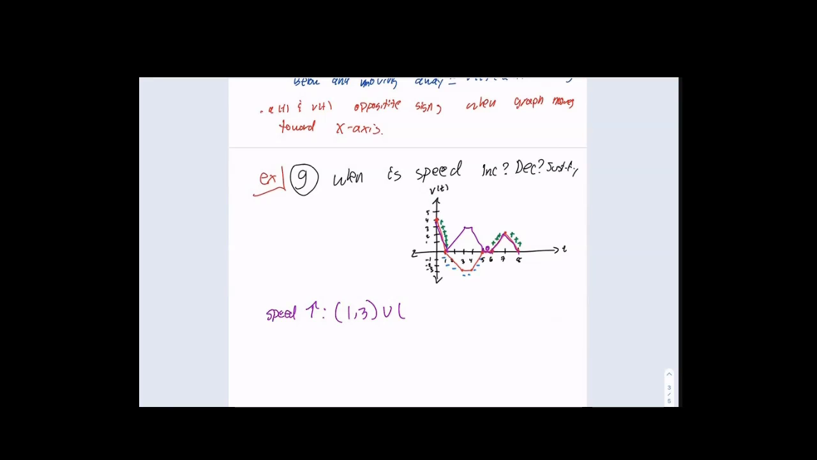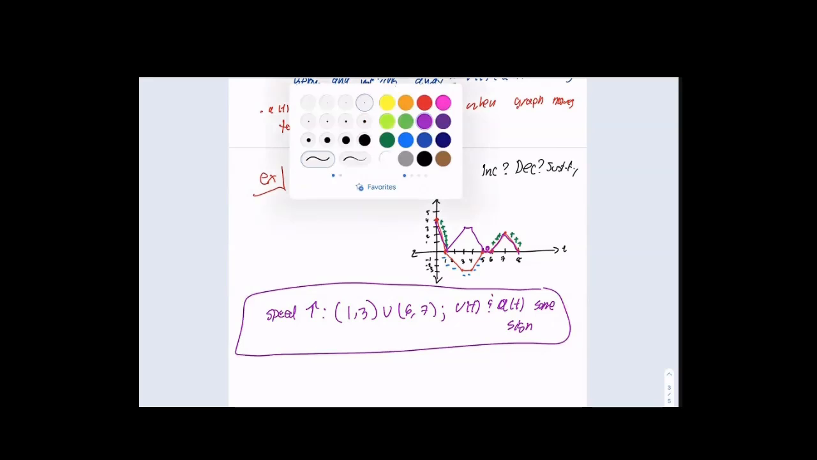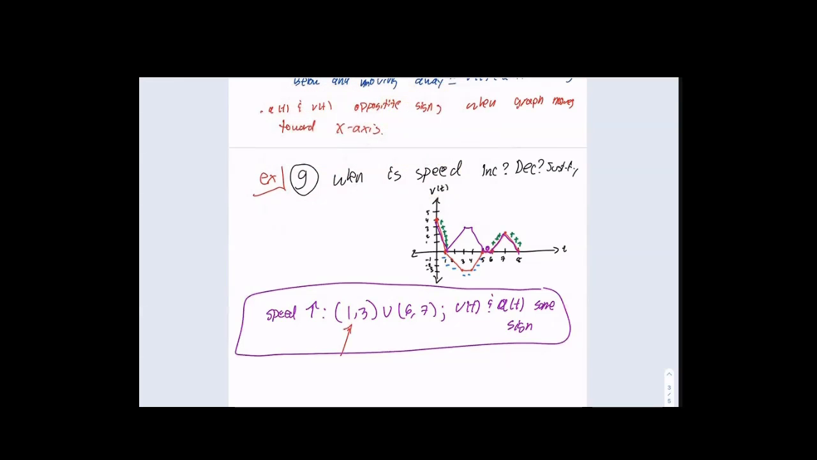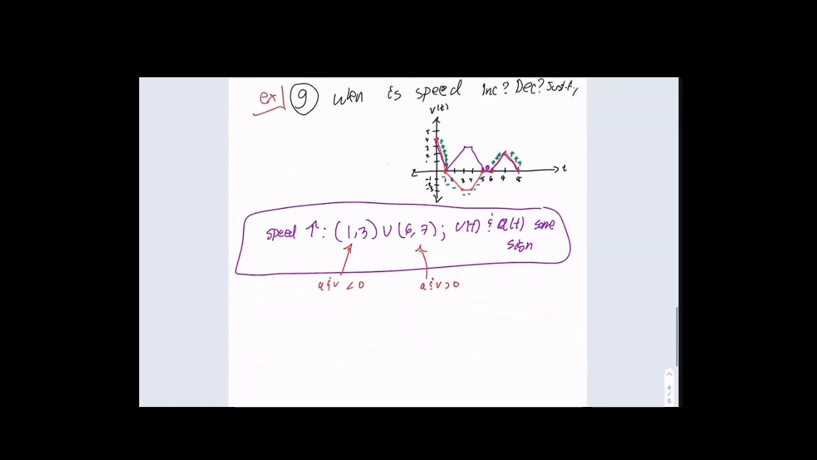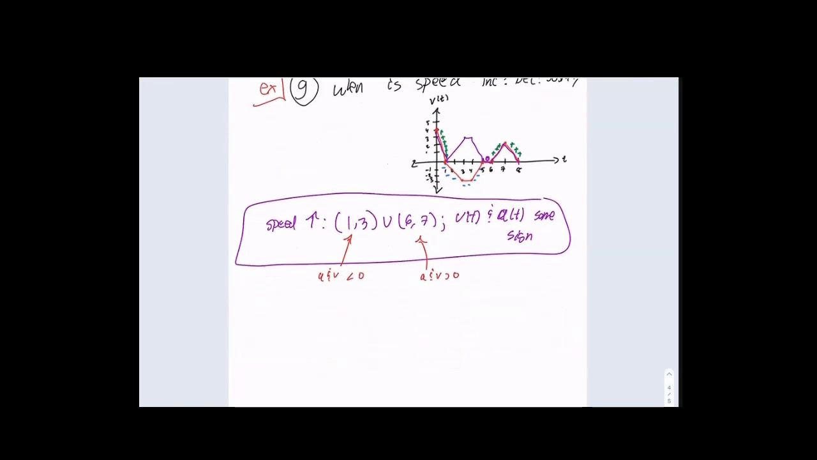Would it be 6, 7? Correct. And the reasoning, because V of t and A of t have the same sign. Right here, A and V are both less than 0. Here, A and V are both greater than 0. We do not need to explicitly say both negative or both positive, because we're just saying the same sign.